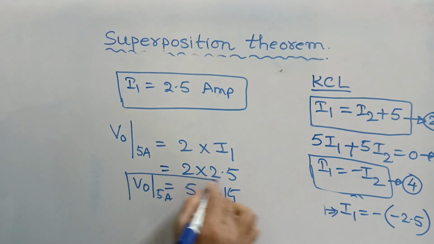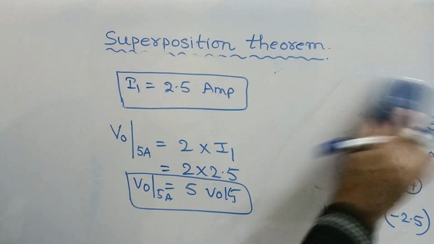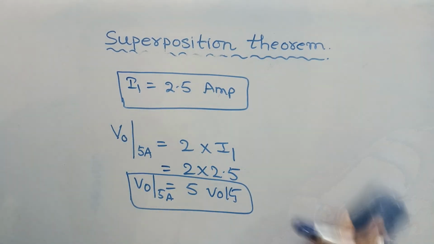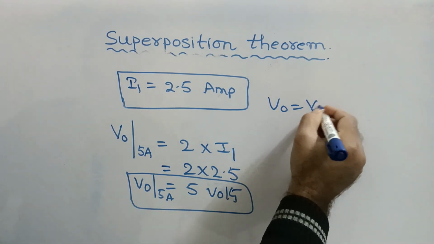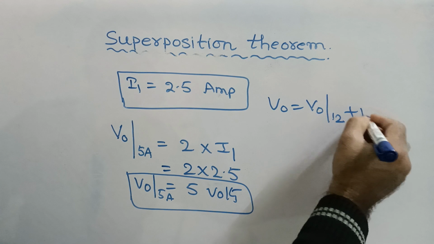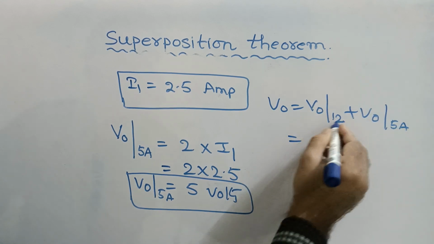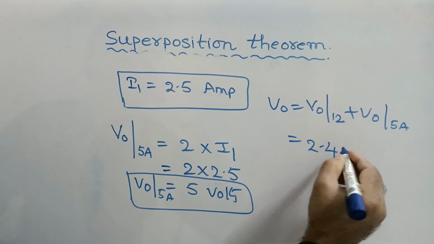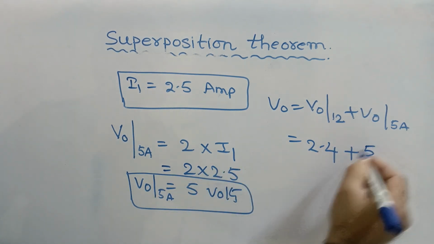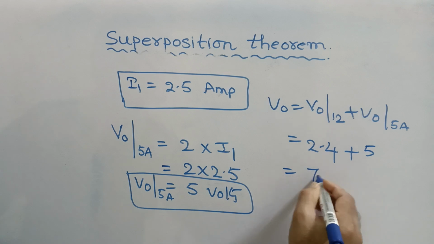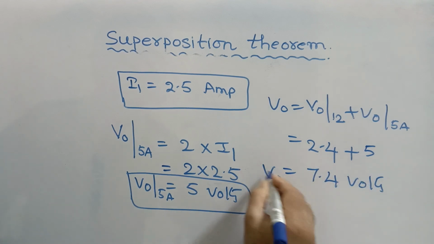Now what is your total answer? What is my output voltage? V naught is equal to V naught with respect to the 12 volt source plus V naught with respect to the 5 ampere current source. V naught with respect to 12 volts we have seen is 2.4 volts, and V naught with the 5 ampere current source is 5 volts. 5 plus 2.4 is 7.4 volts. This is your final answer.